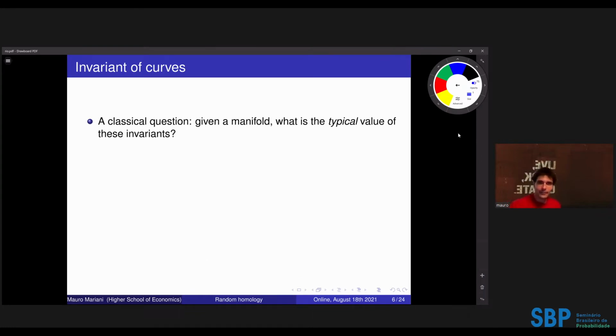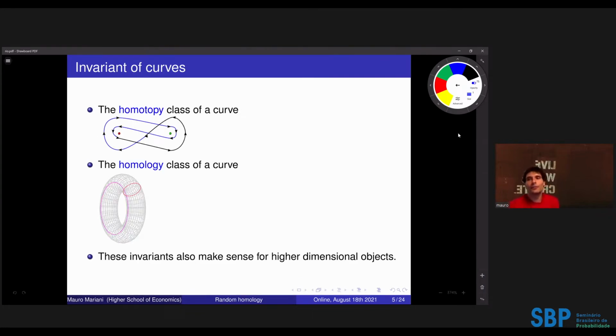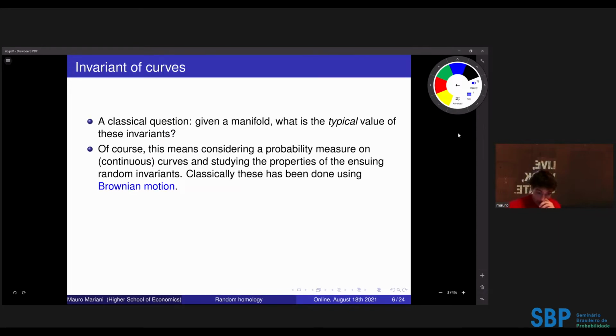So one can ask a typical question: I give you a curve on the manifold. What is its typical homology class? What does it mean? For probability, it just means that you define a probability measure on the space of curves, better if continuous curves, not absolutely necessary, but certainly simpler. Then you study how many times these random curves wind around a hole or a point that is missing and so on. It's a random quantity, and you may want to study the law of this random quantity, its asymptotics and so on.